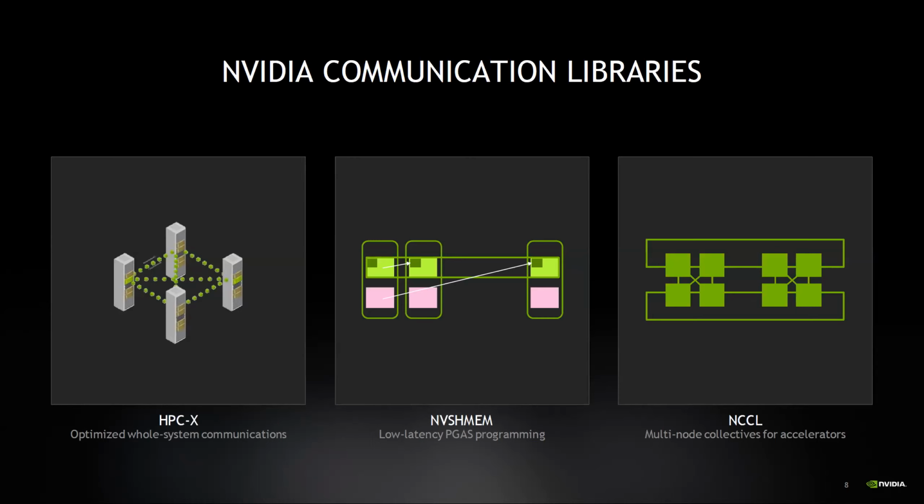As I mentioned, we also ship optimized communication libraries with NVIDIA HPC SDK. So this comes in 3 flavors. First is HPC-X, which is essentially an optimized implementation of OpenMPI that is scalable to large systems of accelerated GPU server nodes, and also has things you would expect out of such an implementation, like the ability to use CUDA or GPU device buffers in MPI calls.